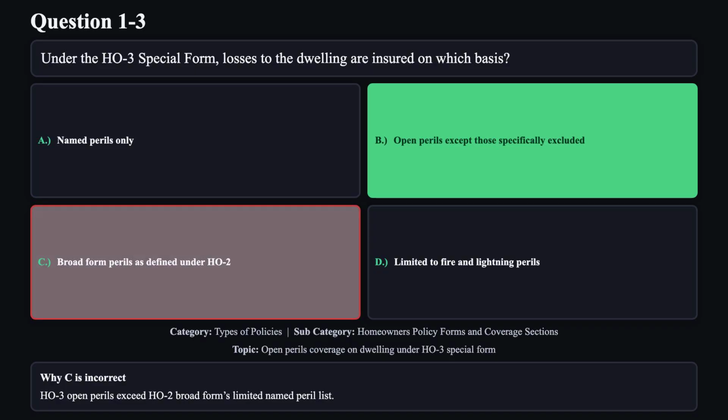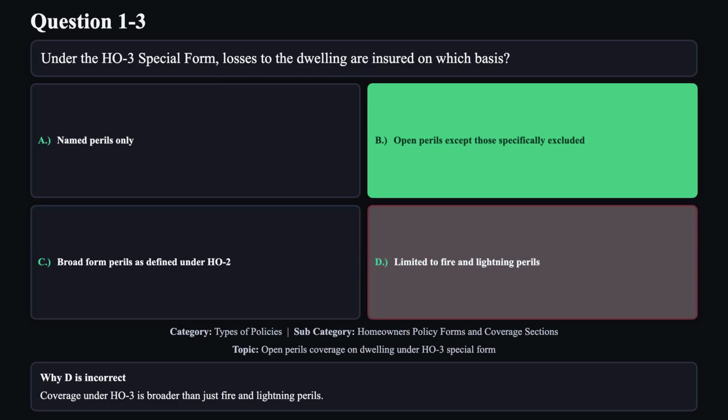Reason C is not correct. HO3 open perils exceed HO2 broad form's limited named peril list. Reason D is not correct. Coverage under HO3 is broader than just fire and lightning perils.